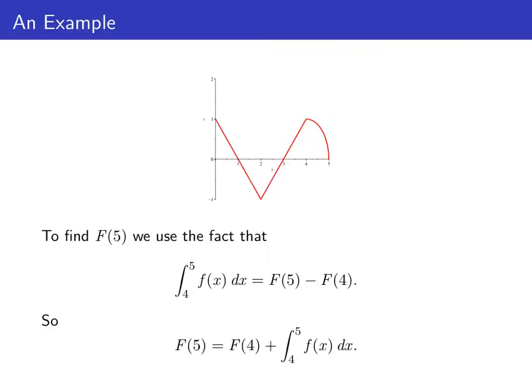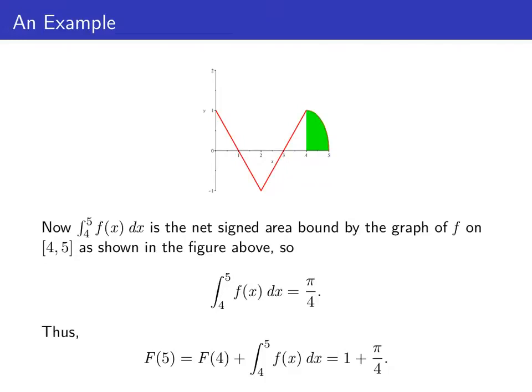Do the same thing to find big F of 5. Big F of 5 minus big F of 4 is the integral of little f of x dx from 4 to 5. Signed area interpretation. The graph of little f bounds this region above the x-axis, this green shaded region. Now we're assuming that this curved arc that's part of the graph of little f is circular.